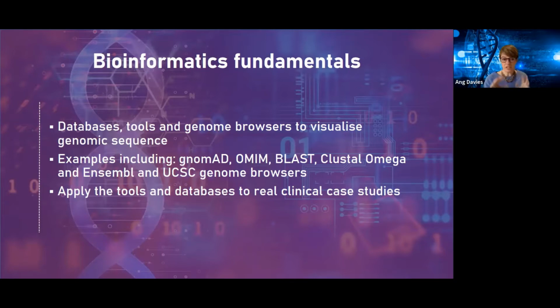And then the real key part of this course that we'll focus on is applying those tools and databases to real clinical case studies. So we'll assign you to a particular case study where you'll study a variant that's been sequenced within the clinic in our own laboratory in Manchester, and we'll ask you to really interrogate and interpret that variant in the context of that particular detail of that case study.